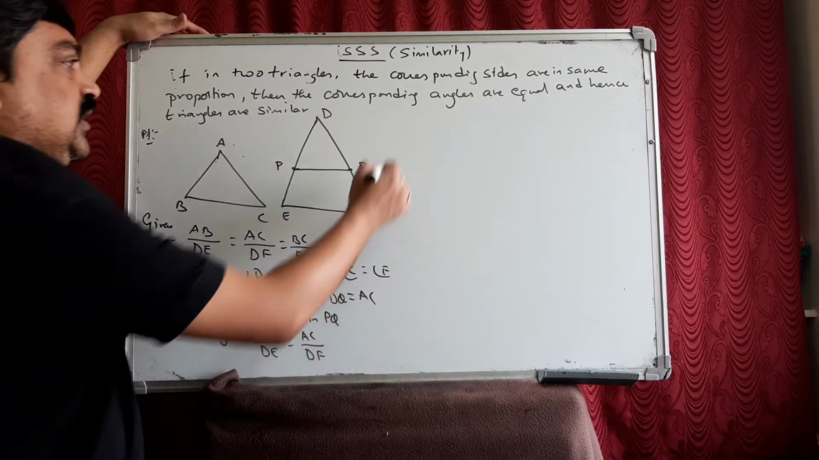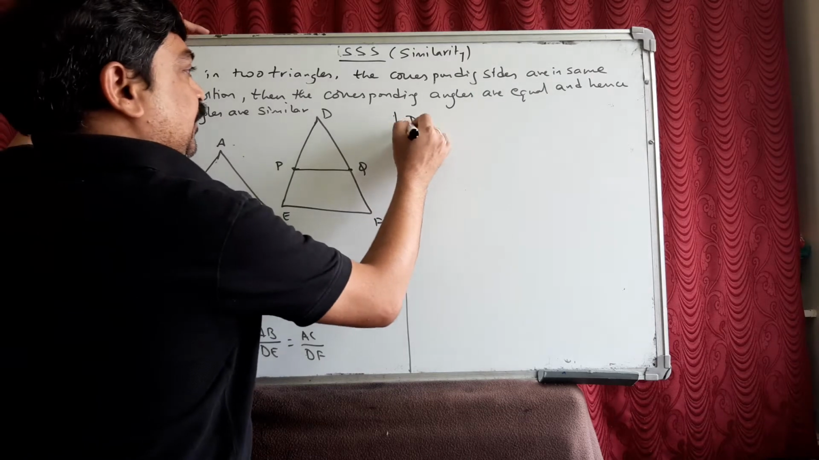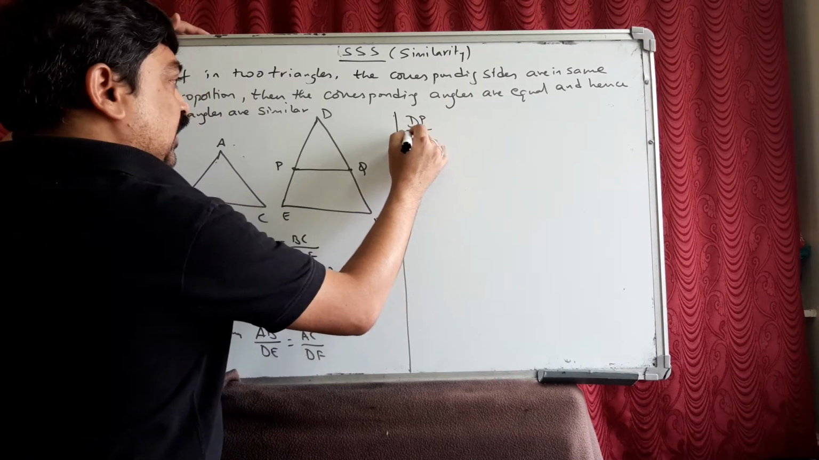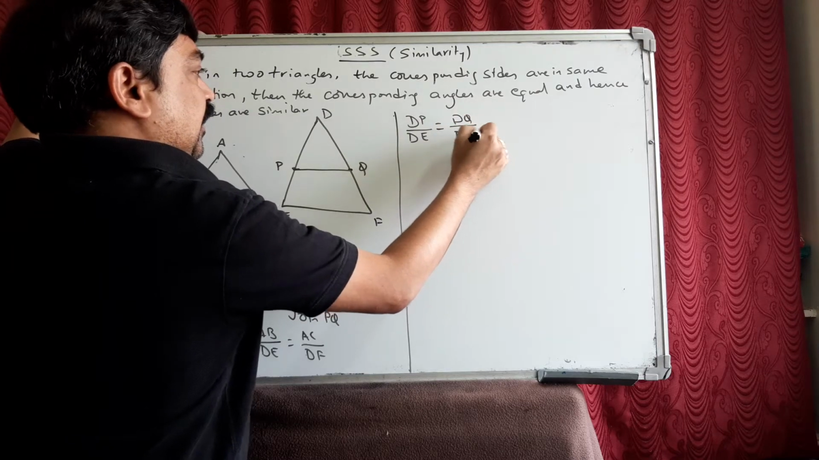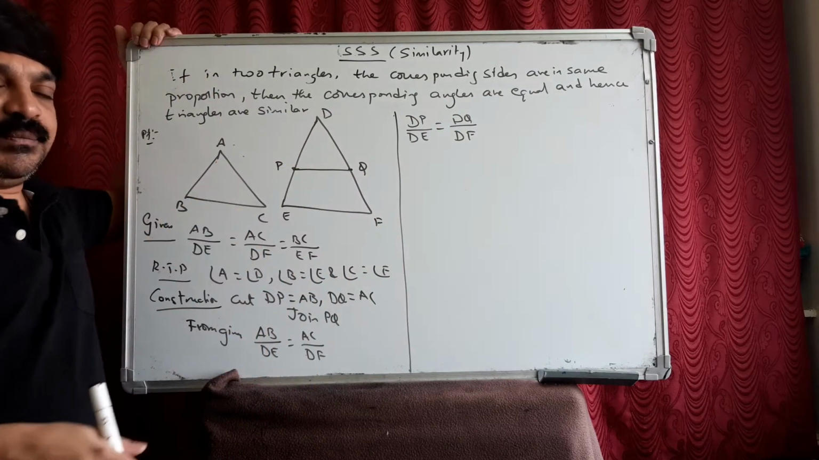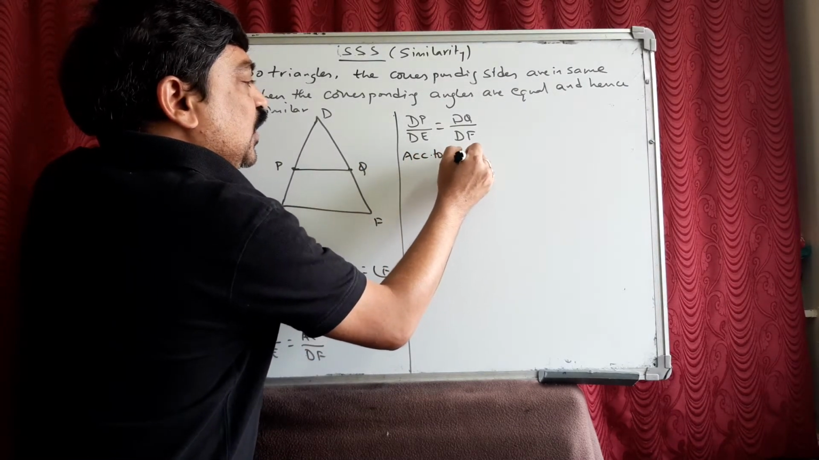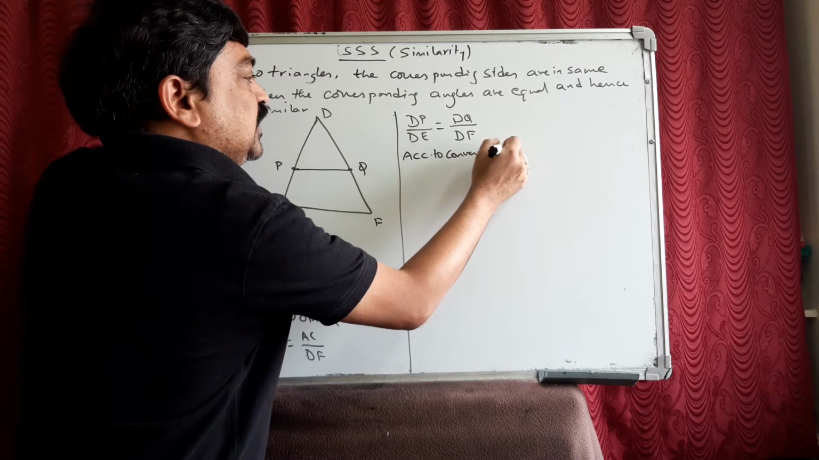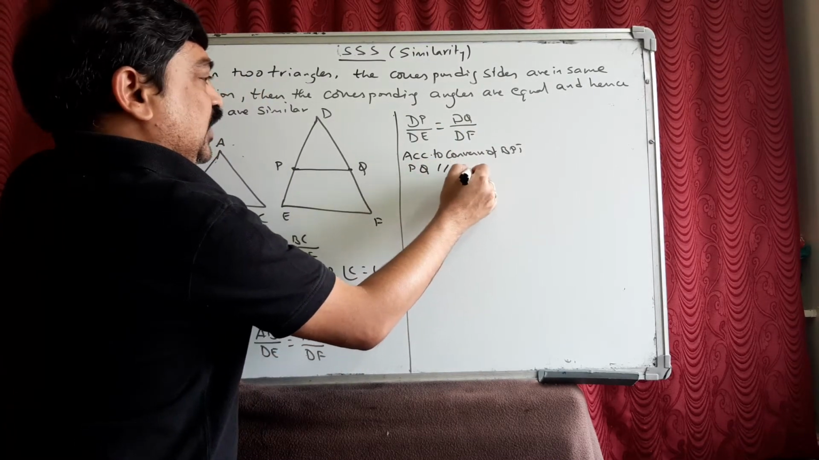Okay. Now this can also imply that instead of AB, I write DP, because from construction we took DP. DP by DE is equal to DQ by DF. See, DP by DE is equal to DQ by DF. The ratio is the same. So according to the converse of BPT, what happens here? PQ is parallel to EF.